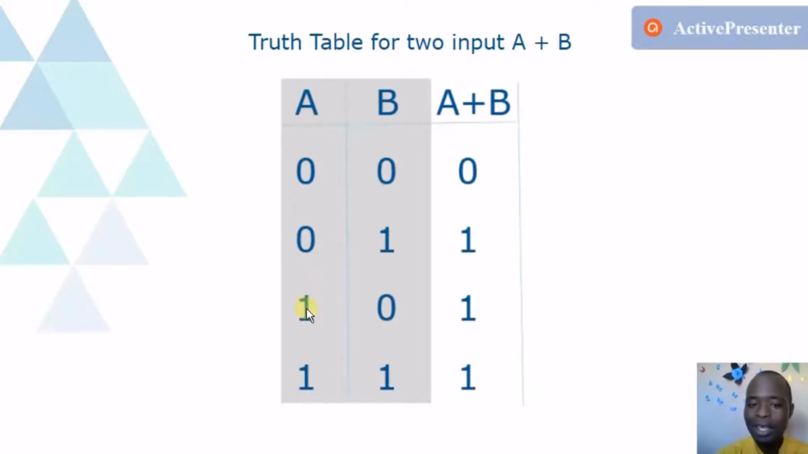Now you move to the next one. You have A as true and B as false. You still have true, because the formula says that if either one of the two is true, then the output becomes true. When the two are false, then the output becomes false. Now look at the last one here. You have 1, 1. Both A and B are true. Then the statement A plus B is true.